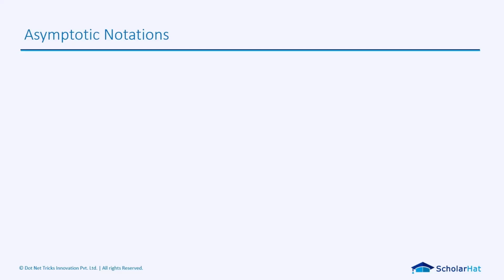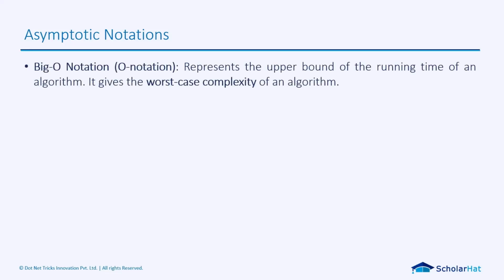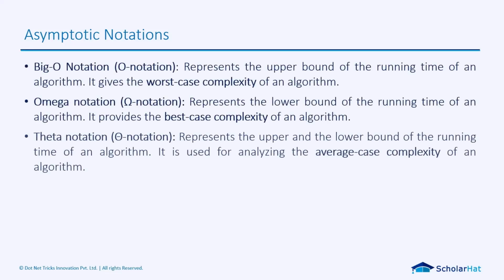Before moving to VS Code, we'll understand each thing one by one. We'll go to the whiteboard and see everything about asymptotic notations. First comes big O notation. It represents the upper bound of the running time of an algorithm. It gives the worst case complexity of an algorithm.